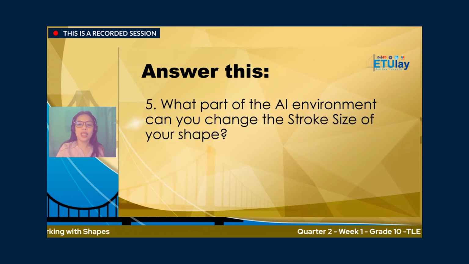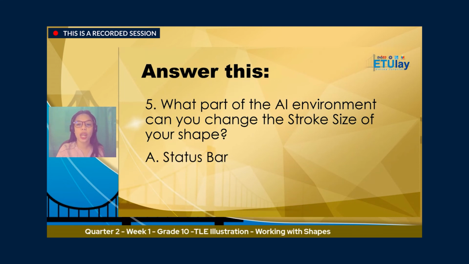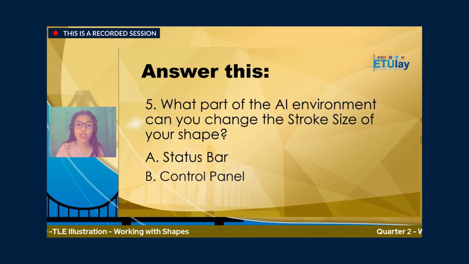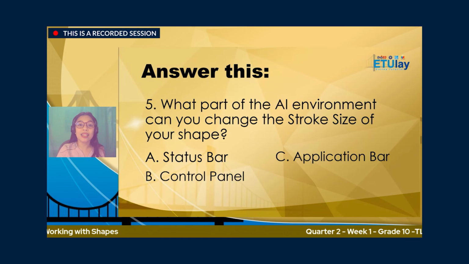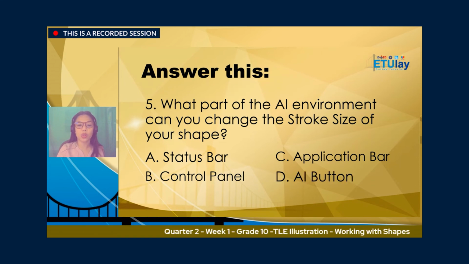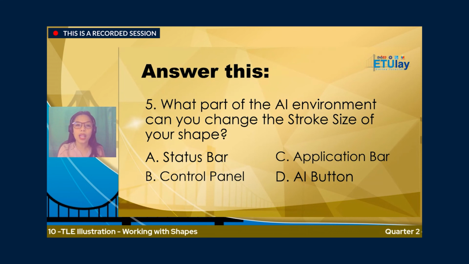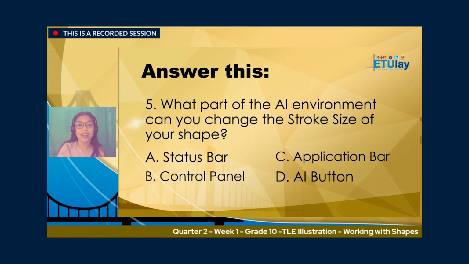Okay, last one. What part of the Adobe Illustrator environment can you shape the stroke size of your shape? Is it A, the status bar? Is it B, control panel? Is it C, application bar? Or is it D, AI button? Saan ba tayo nag-change ng edge? Saan ba tayo nagpakapal ng kanyang edges? Okay, where would that be? Is it A, B, C, or D?